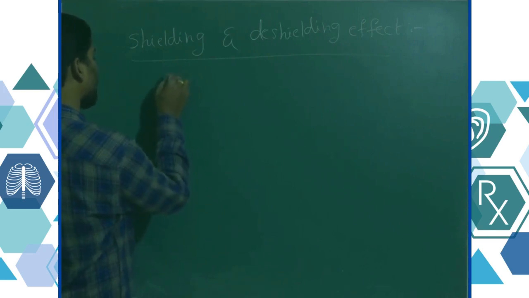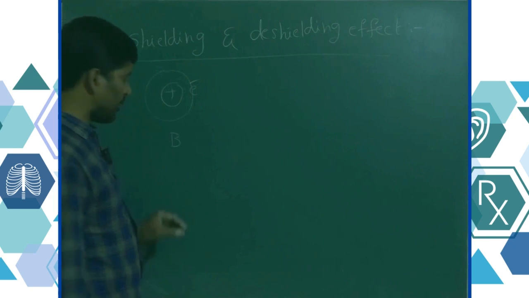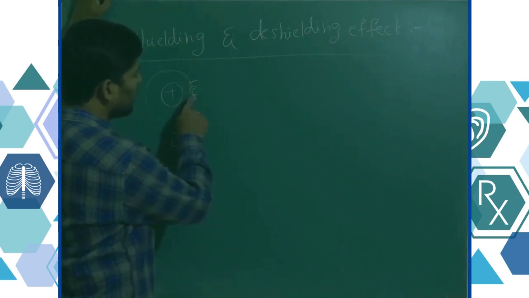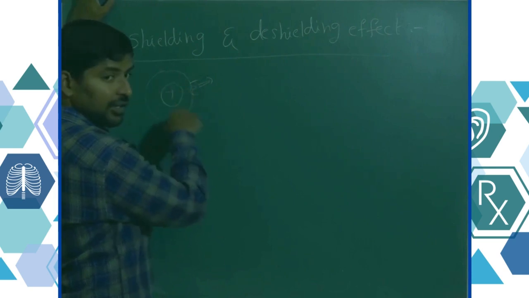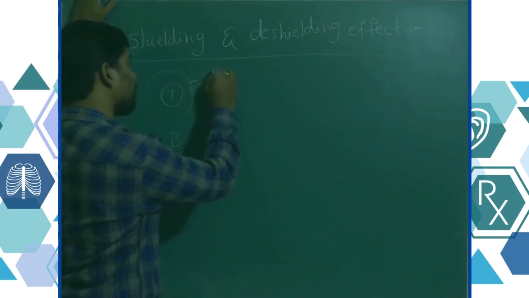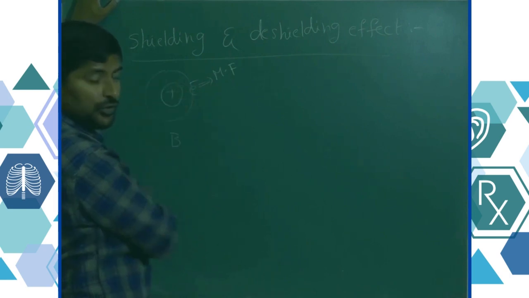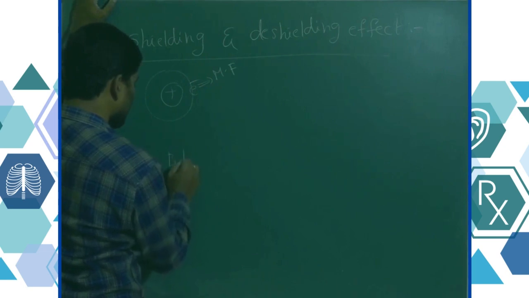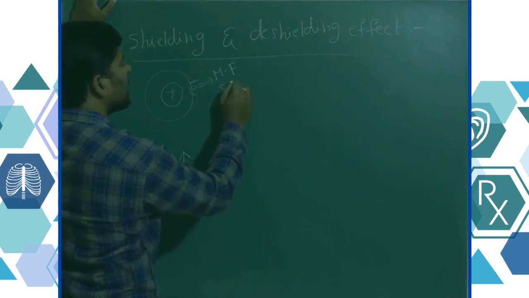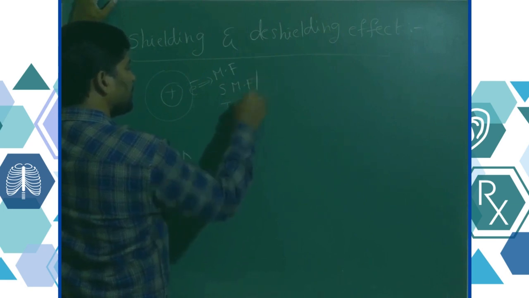This nucleus is surrounded by what? Electron cloud. Electron is also a charged particle, and it is also spinning. Whenever a charged particle is spinning, it produces a magnetic field. So this electron cloud also produces a magnetic field. Whatever magnetic field is produced by the electron is called the secondary magnetic field or induced magnetic field.